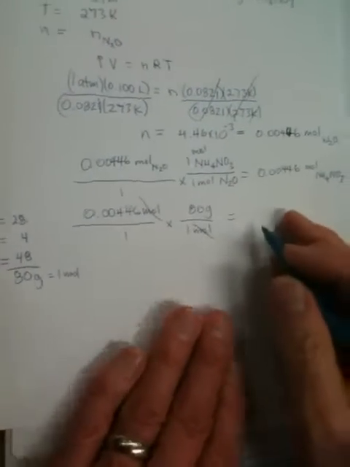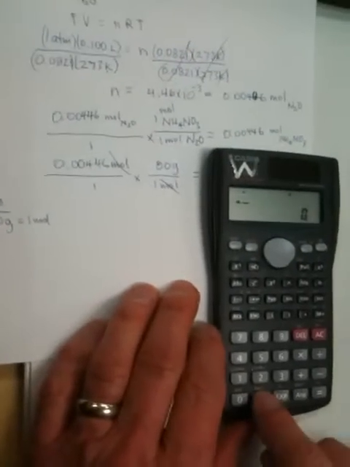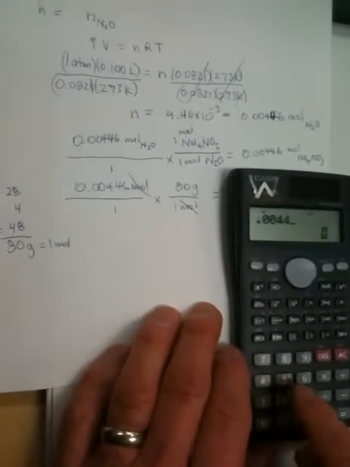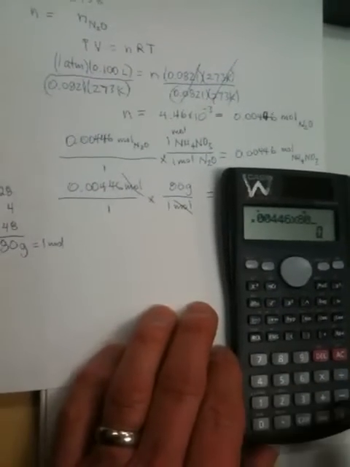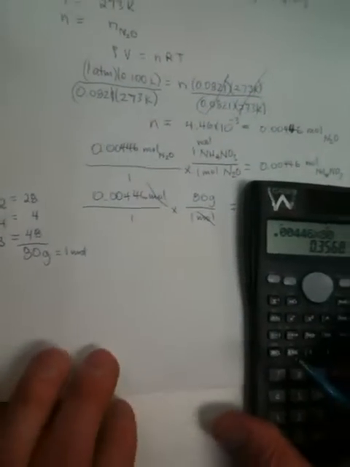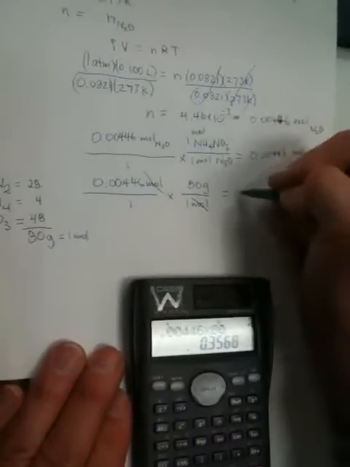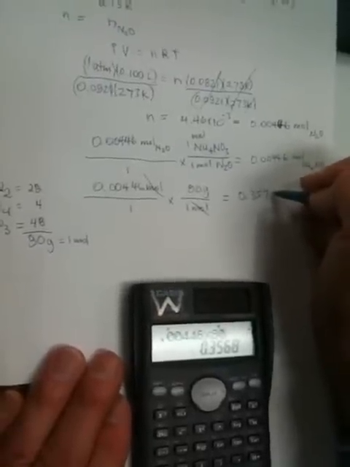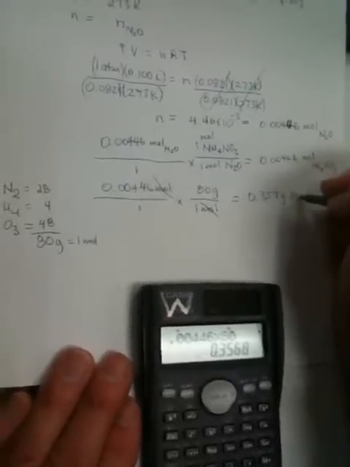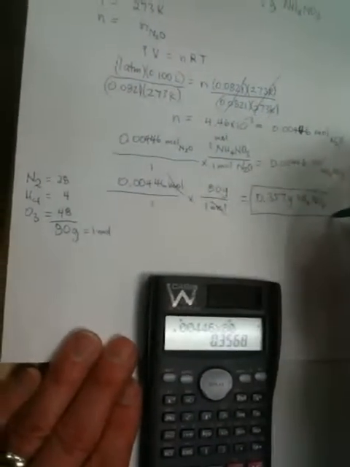And we wind up with a number, let's work that out: 0.00446 times 80 is equal to 0.3568, which we're going to round to 0.357, and that is grams of ammonium nitrate, NH4NO3. And there you have it.